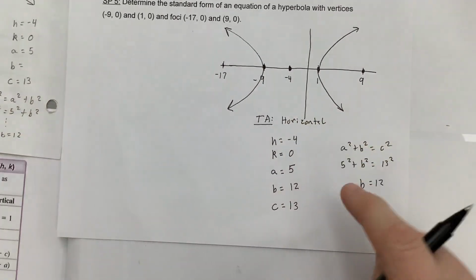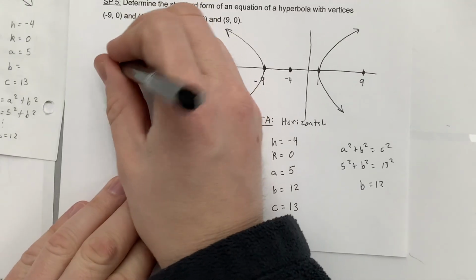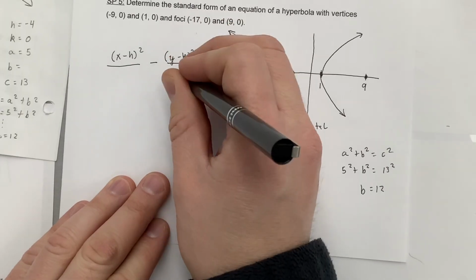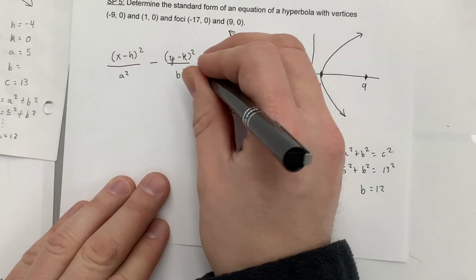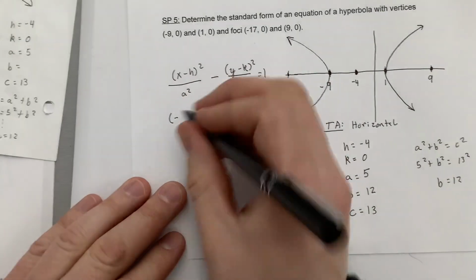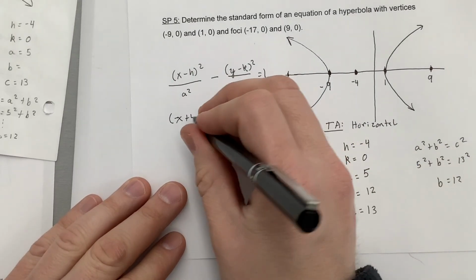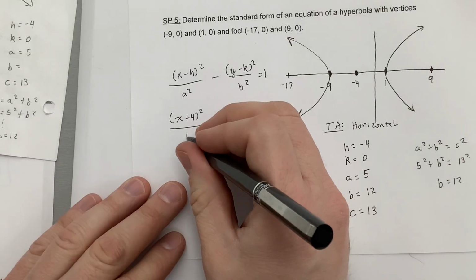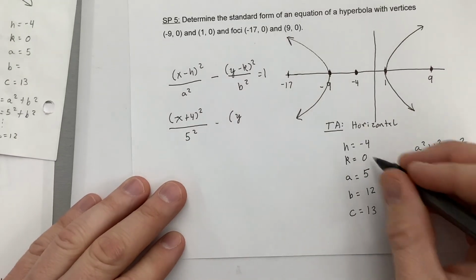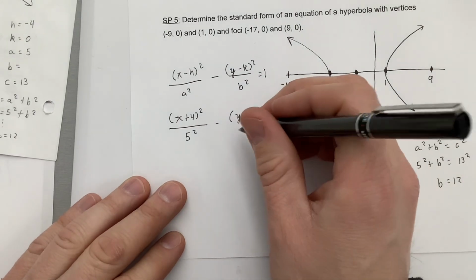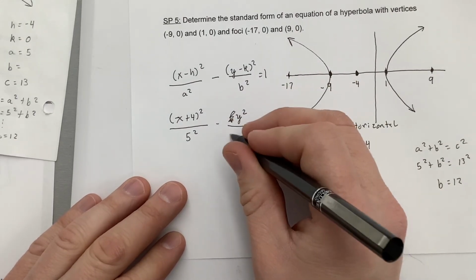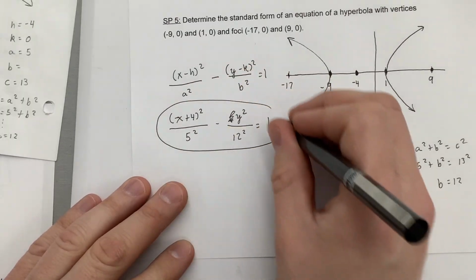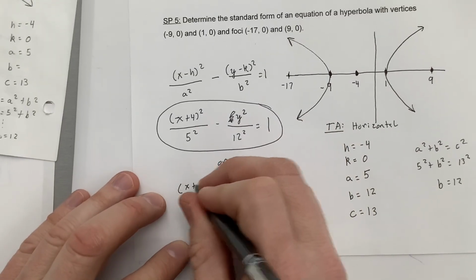If we go back to our template for horizontal, horizontal was x minus h quantity squared minus y minus k quantity squared, a squared, b squared, equals 1. x minus h, so plus 4 over 5 squared, which is going to be 5 squared. K value is 0, so if we wanted to, we could just go squared. Again, that, or probably the back of the book is going to give you this.